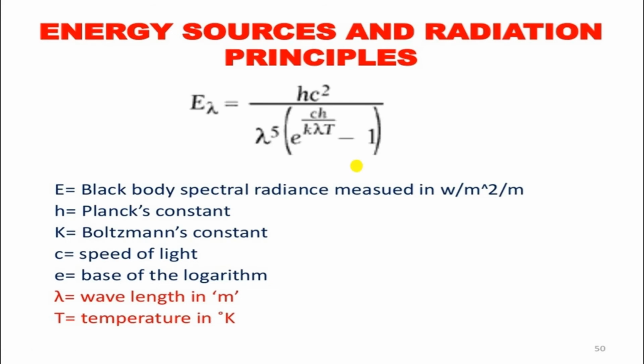Now the energy sources and radiation principle. How is the black body spectral radiance measured? It is generally measured in watt per meter square per meter. So E lambda is equal to 2hc squared upon lambda raised to 5, times 1 upon e raised to hc upon k lambda T, minus 1. That is the formula for calculating the black body spectral radiance.